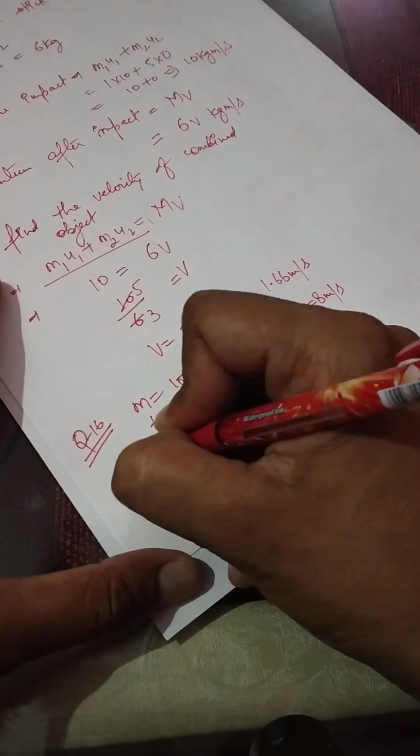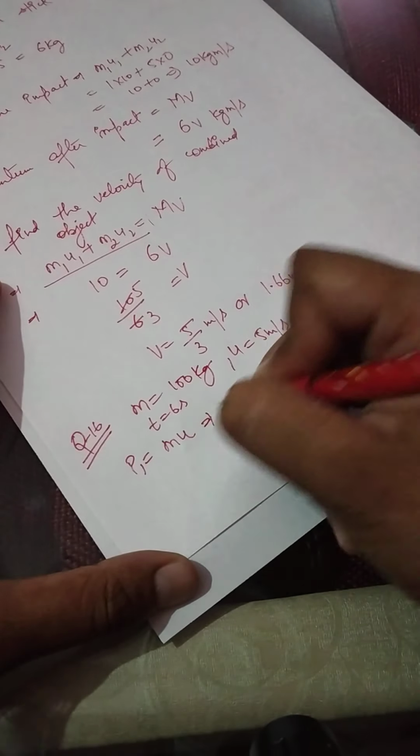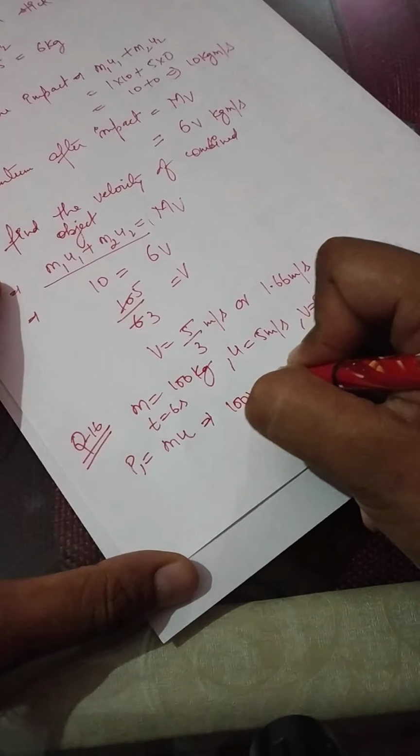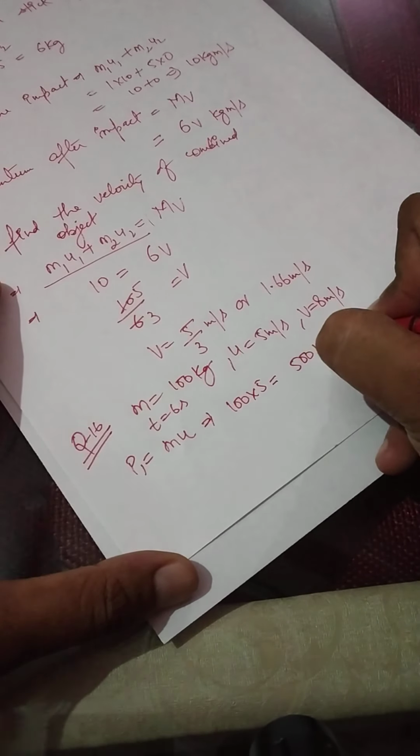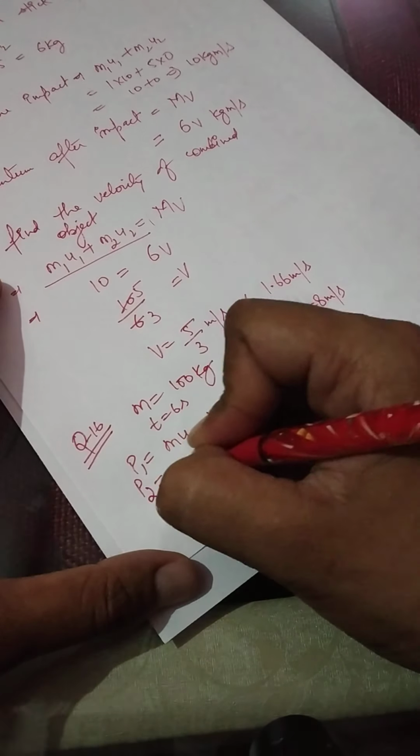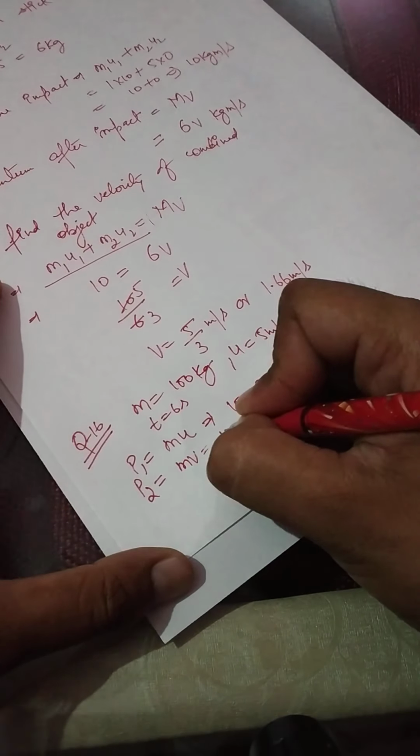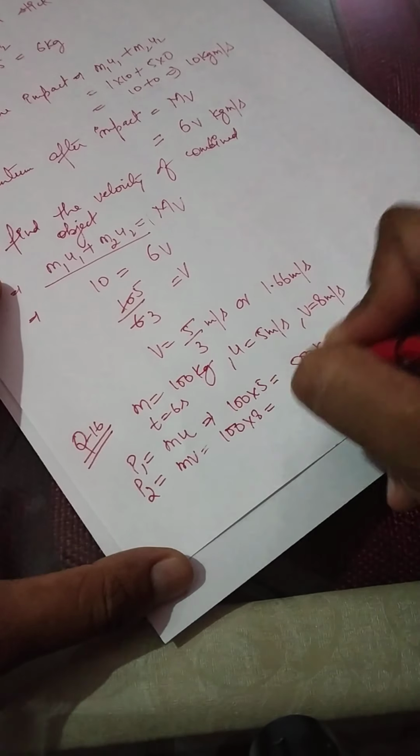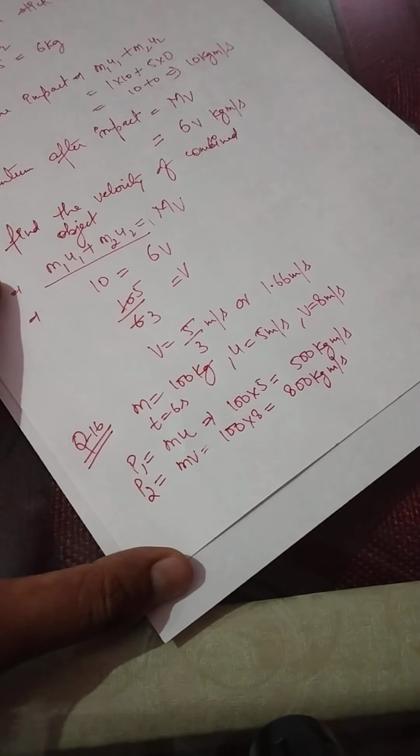Let initial momentum be p1, which is mu. Initial momentum will be 500 kg meter per second. Final momentum is p2, mv, that is 100 into 8, 800 kg meter per second. This is the final momentum.